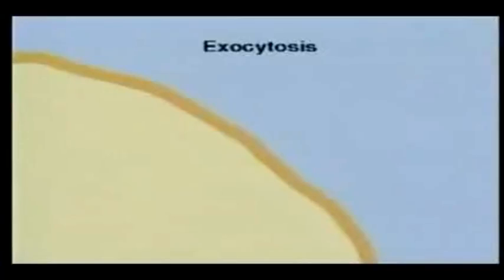Exocytosis. This is a process by which a substance is released from a cell through a vesicle that transports it to the cell surface and fuses with the cell membrane. Here is how exocytosis works.